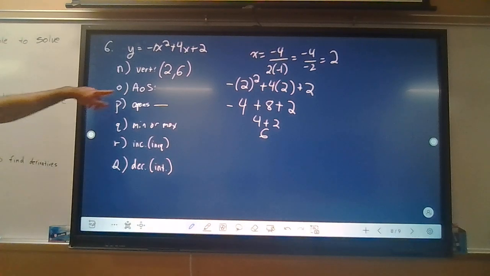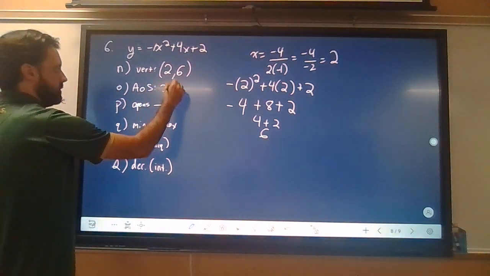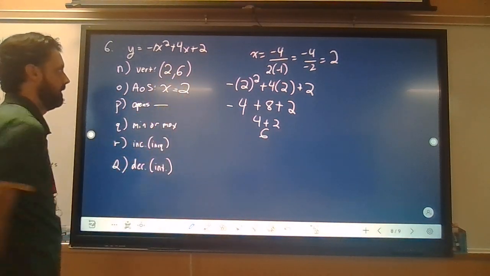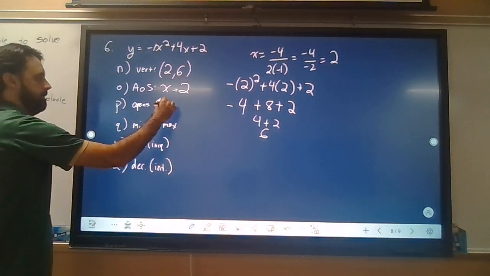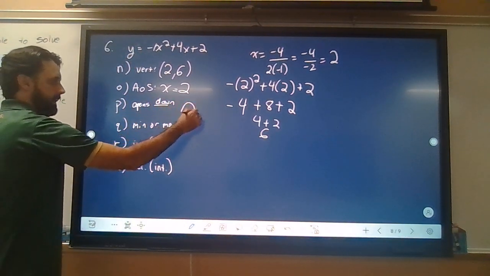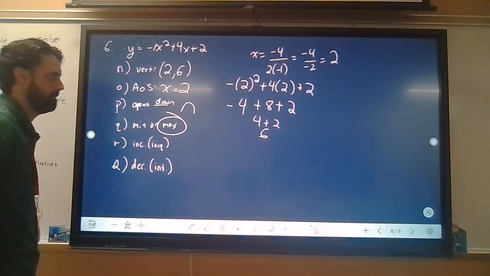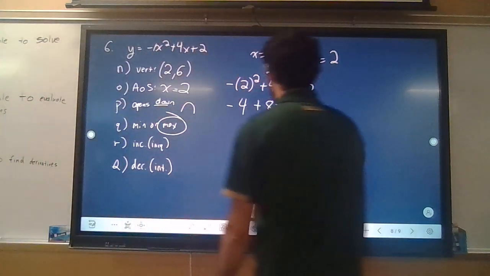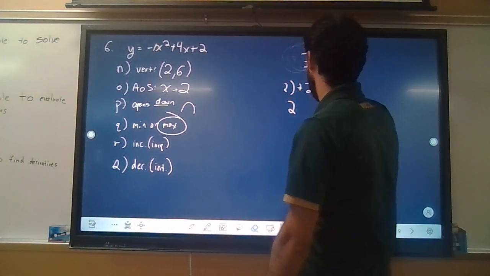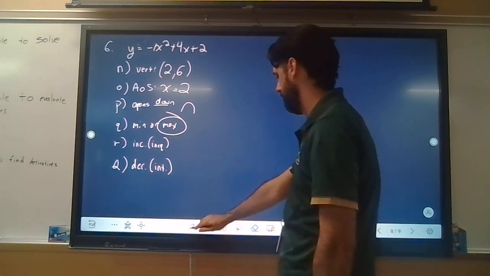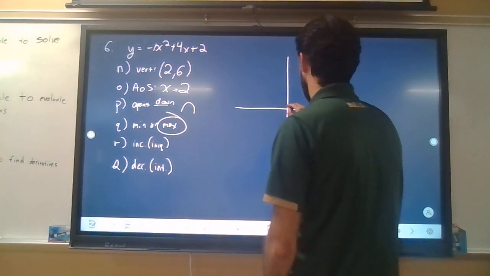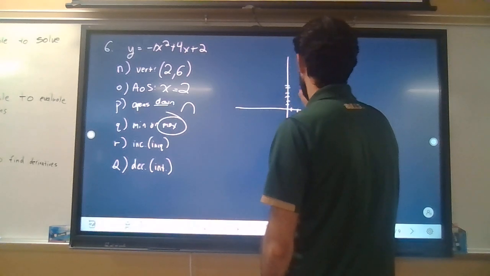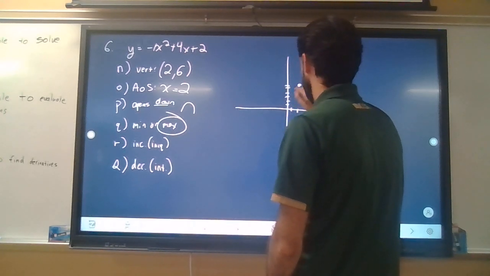All right, axis of symmetry. We know that it's x equals the x coordinate. Negative leading coefficient, it opens down. Anything that opens down has a maximum at the vertex. Now, as far as the rest of this, again, we have to have a rough graph drawn here. So let's see. Vertex is at 2, 1, 2, 3, 4, 5, 6. And it opens down.